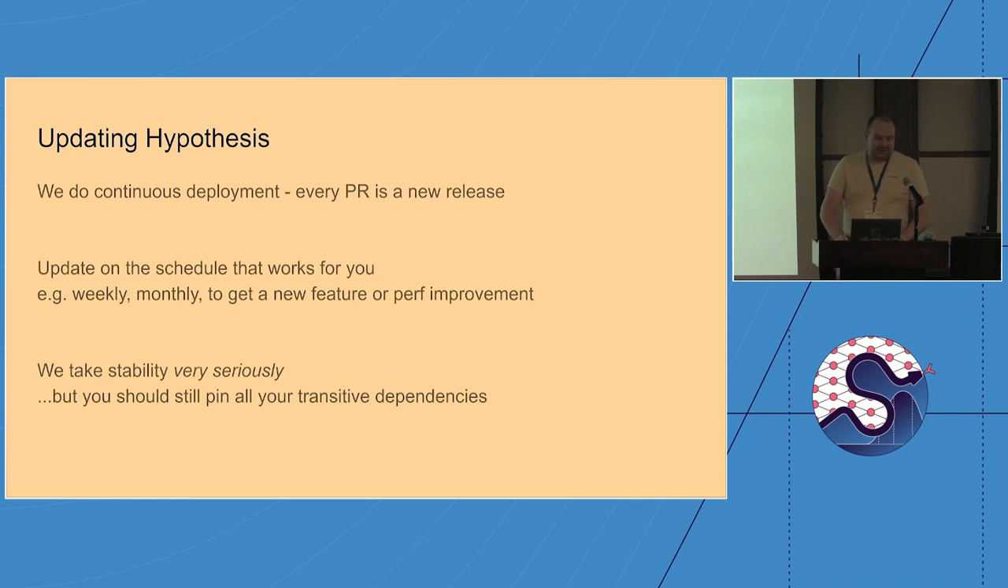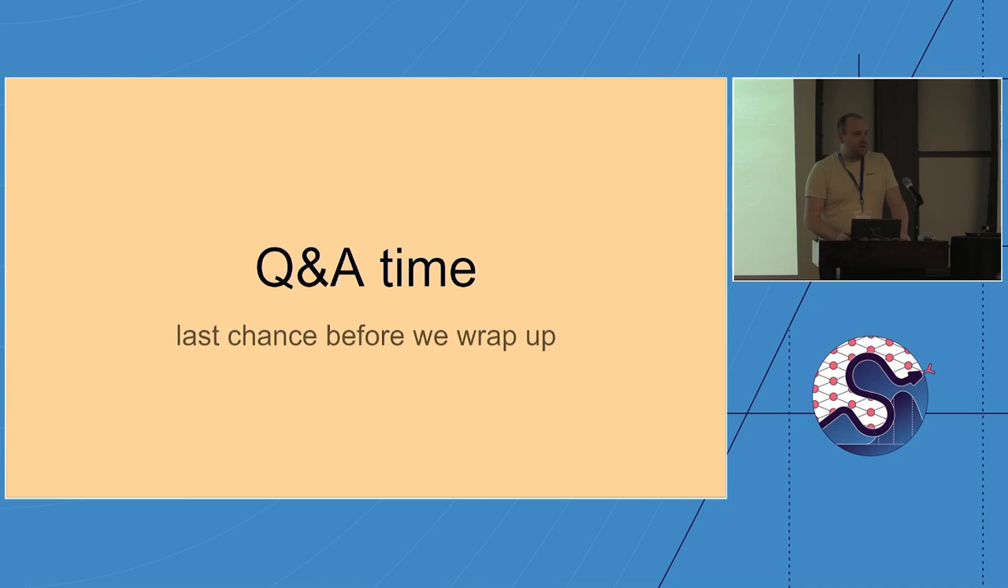The other thing this means is that at the sprints, we might have 5 or 6 new releases of Hypothesis. And so if you're using it at work, you should probably be pinning your dependencies. Update on whatever schedule works for you. So, that's my miscellaneous tips for using Hypothesis. Happy to take any further questions now.